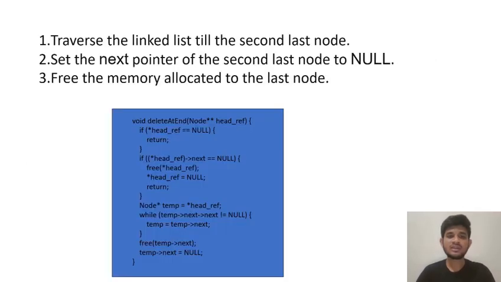In order to delete at the end, first we should traverse the linked list till the second last node. Set the next pointer of the second last node to null. Free the memory allocated to the last node. And below is the example code to delete at the end.